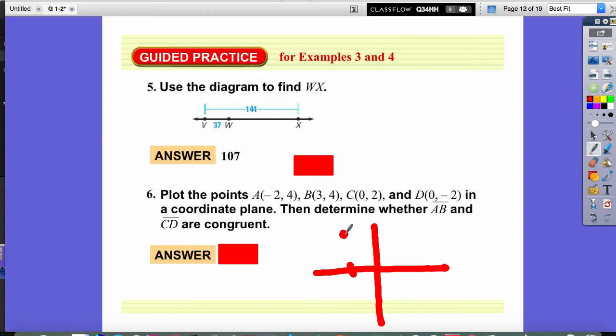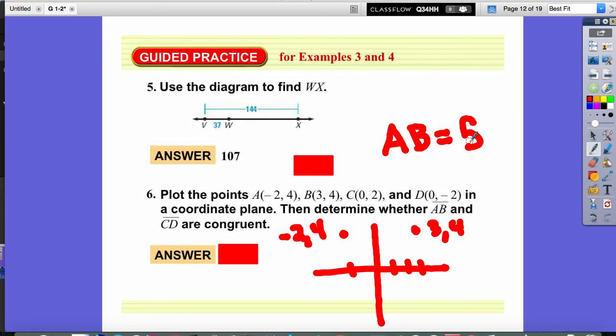A is here, is -2, 4. We're going to compare that to B, which is 3, 4. So the Y values are the same. The X is going from -2 to 3. AB is equal to 5 units. We're saying equal to because it's a number.